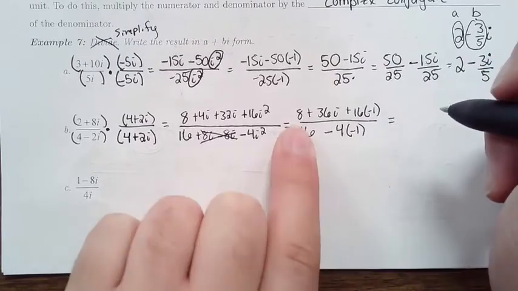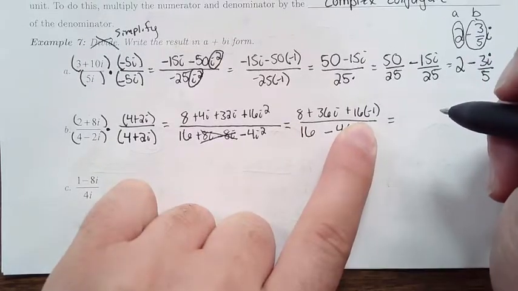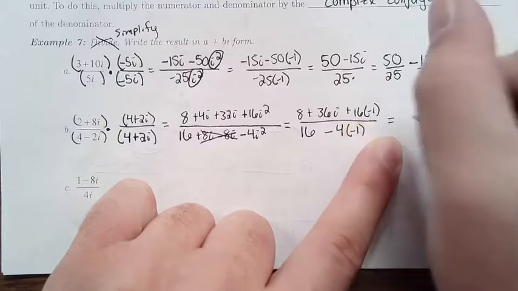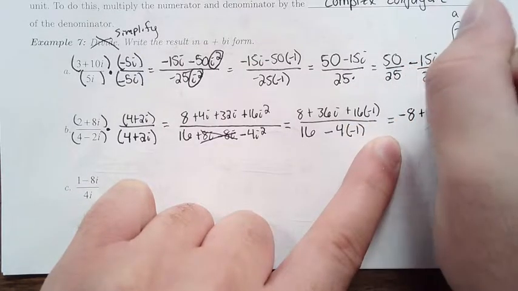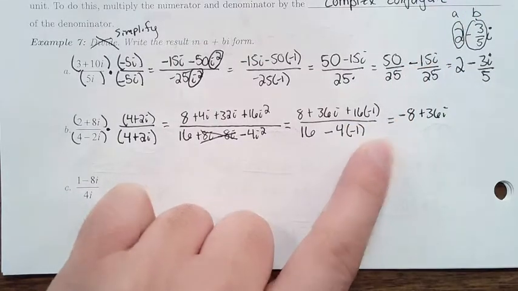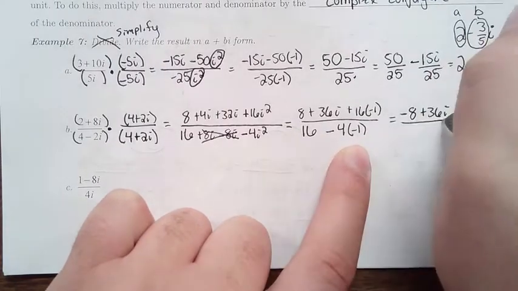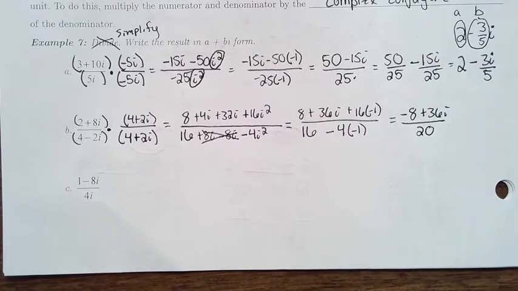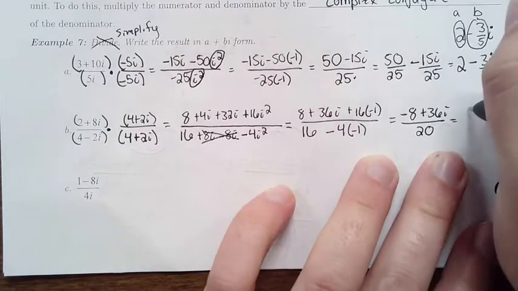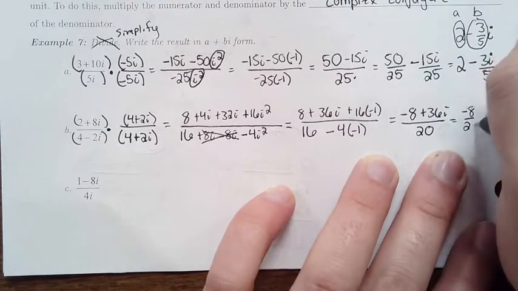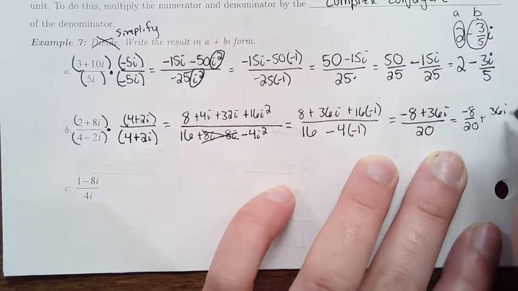So this is going to be a positive 8 plus a negative 16 when I multiply by the negative 1. Well, that's going to leave me with a negative 8 plus 36i. And then on the bottom here, negative 4 times negative 1 is positive, so I'll add that. Gives me a 20. Well, again, I want to split this apart, so this is going to be a negative 8 over 20 plus 36i over 20.